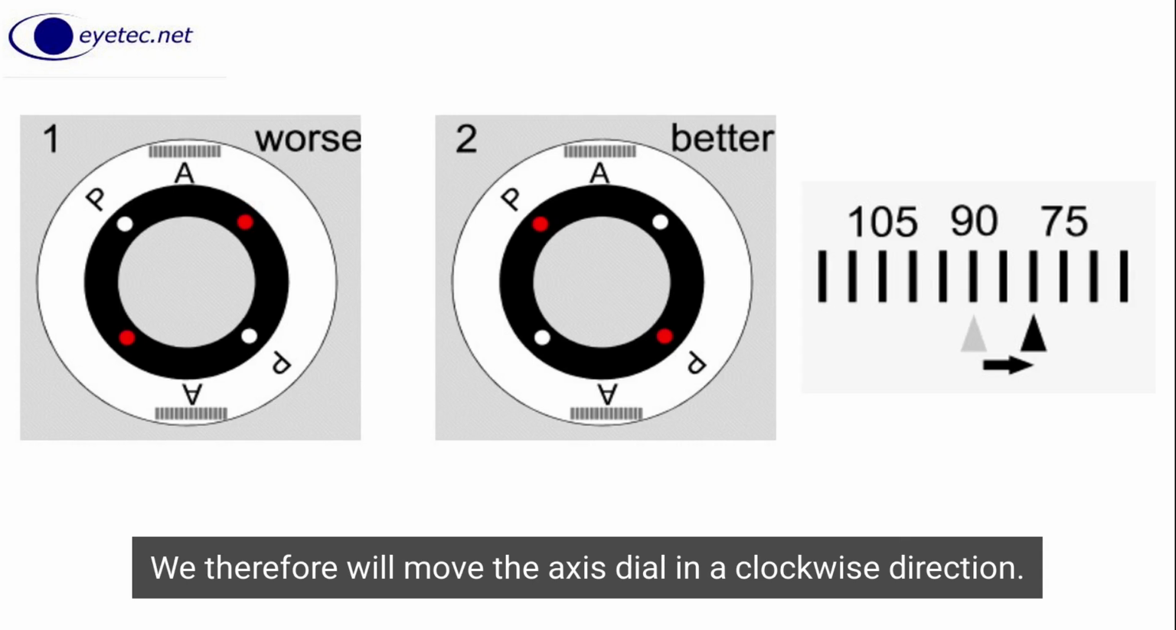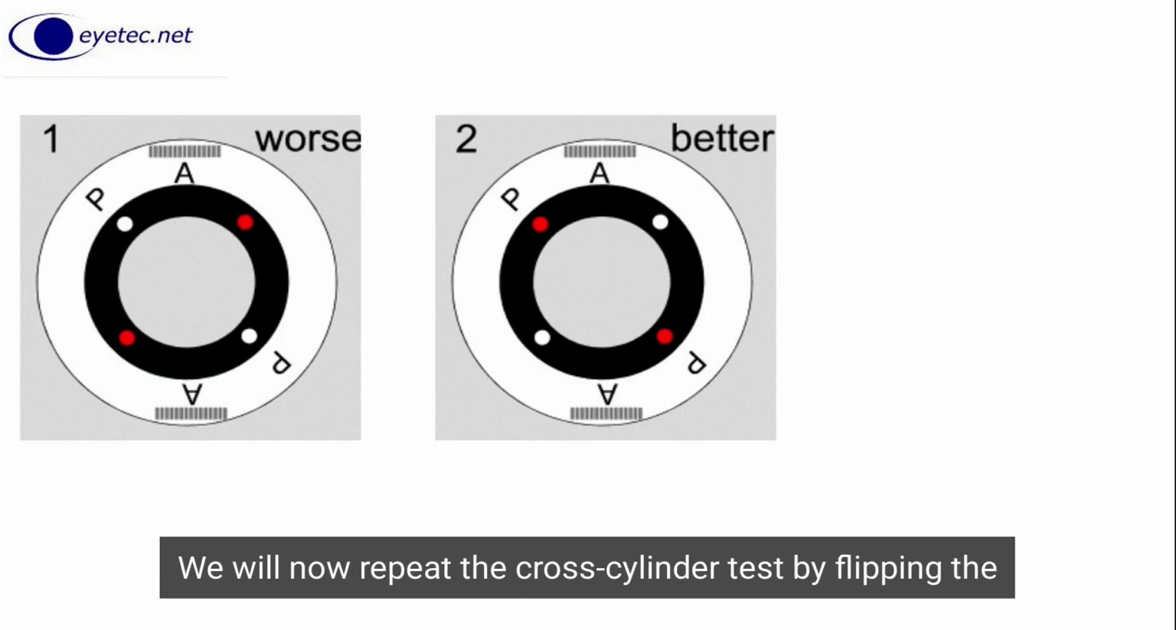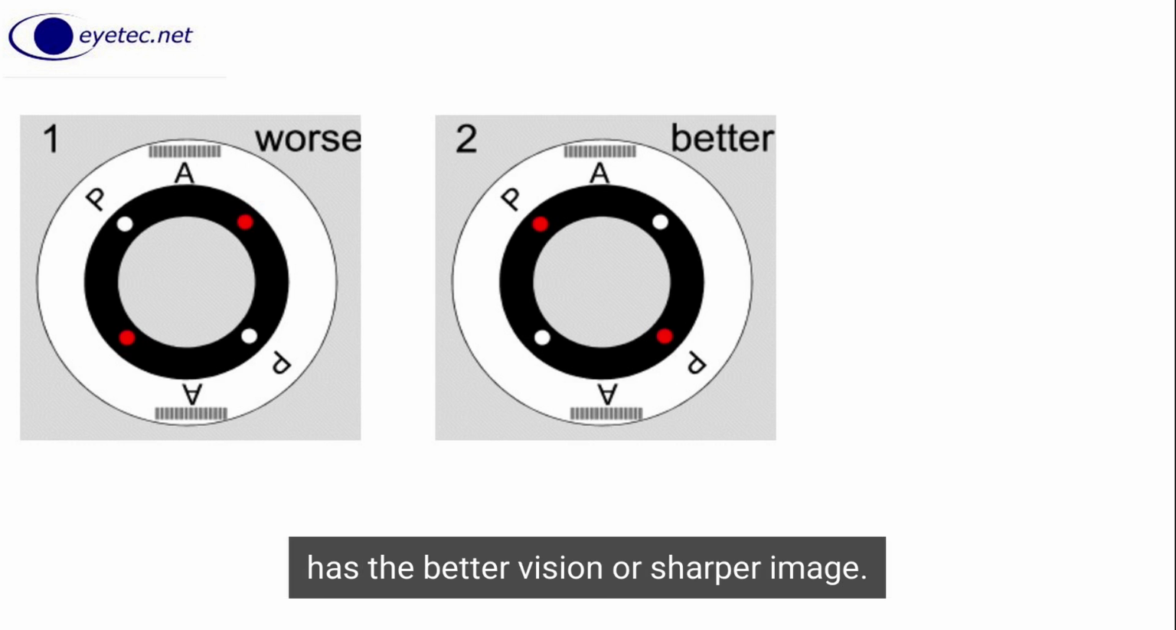We therefore move the axis dial in a clockwise direction. We will move the dial 10 degrees from axis 90 to axis 80. We will now repeat the cross-cylinder test by flipping the dial and asking the patient to tell us which flip, 1 or 2, has the better vision or sharper image.